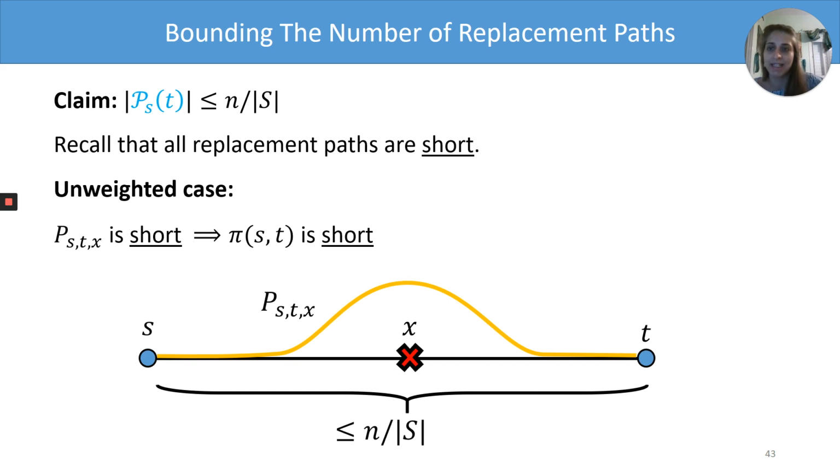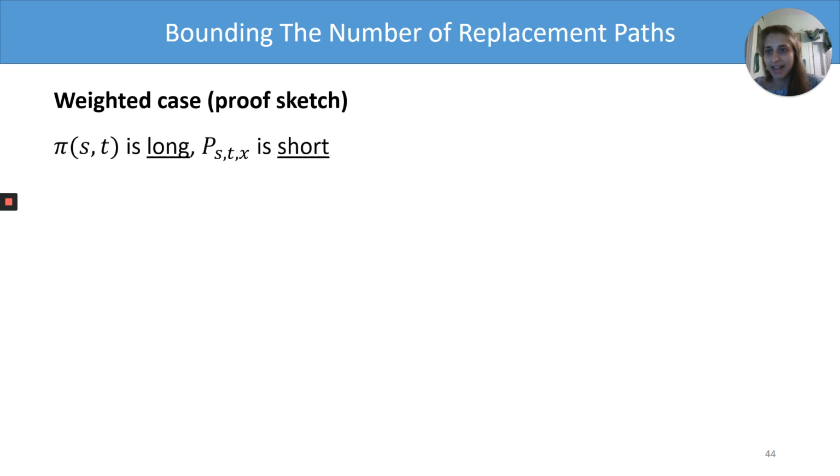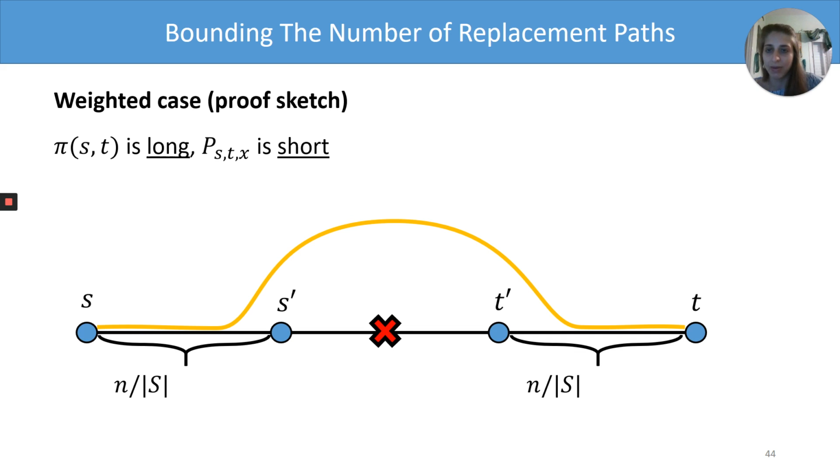If the replacement path is short, it means that the path between S and T is short, and it has at most N over S edges. Like we said, for a replacement path PSTX, S is fixed and T is fixed, and for X we have only N over S possibilities, so this gives us a bound on the number of replacement paths from S to T. For the weighted case, I will just give a proof sketch. Consider any replacement path with failure in the middle, between S prime and T prime, which are at some distance from S and from T. We know that it must avoid all of these segments, otherwise it wouldn't be short. Again, we have a fixed S, a fixed T, and for X, we have only N over S possibilities between S and S prime, N over S between T prime and T, and one more for the one in the middle, and we finish with at most N over S possibilities for the failure as well.